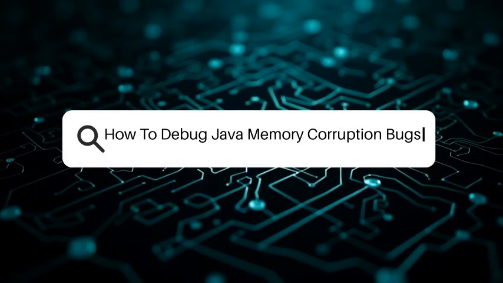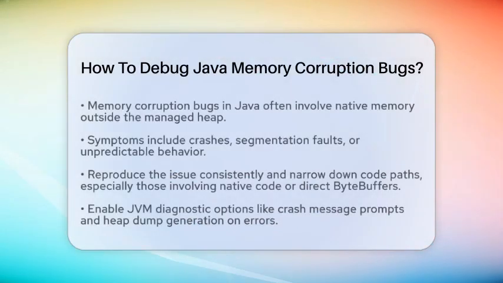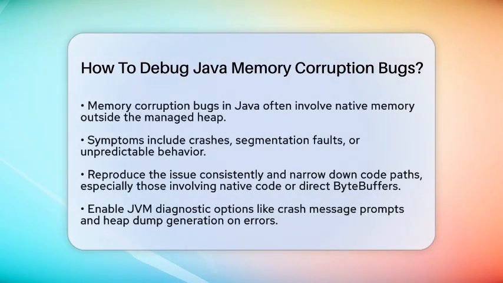How to debug Java memory corruption bugs. Imagine your Java application suddenly crashes or behaves unpredictably, and you have no idea why. Memory corruption bugs are tricky because they often hide deep within native code or the Java virtual machine itself. These bugs are rare but can cause serious issues like JVM crashes or data loss. Today, we will explore how to find and fix these elusive problems step by step.